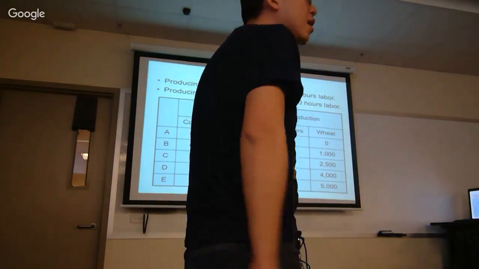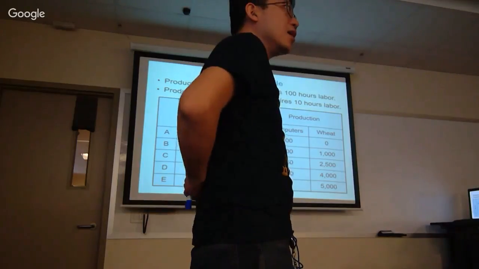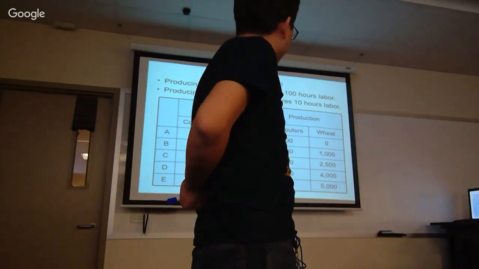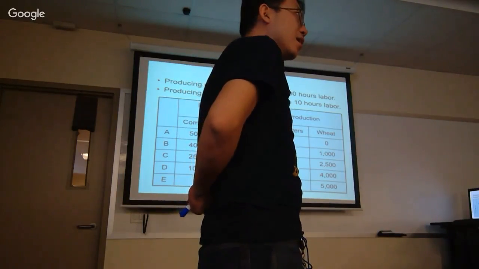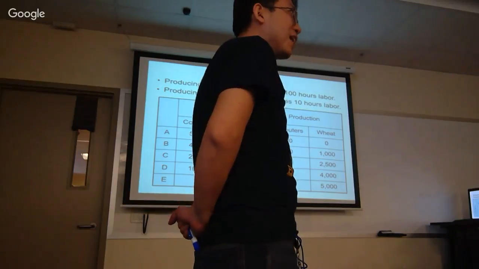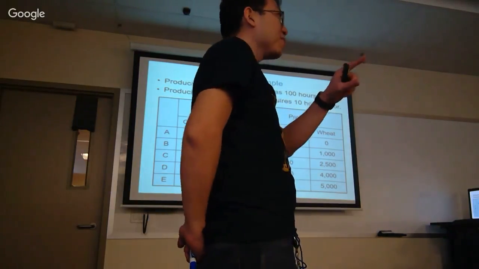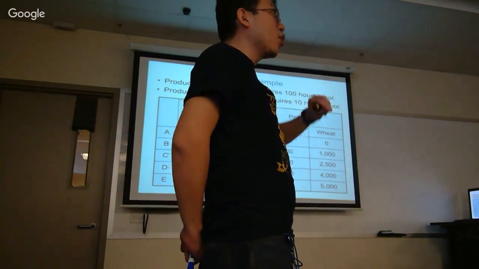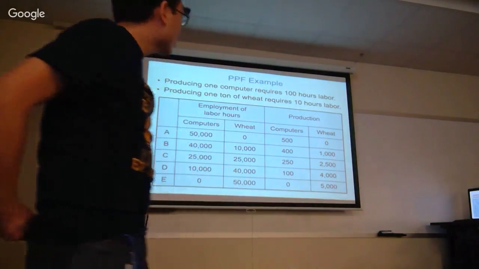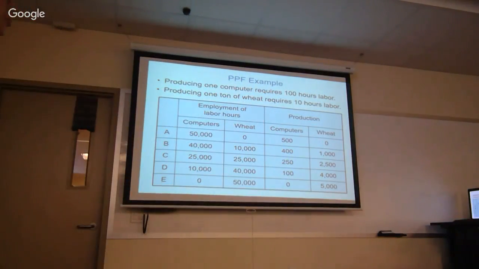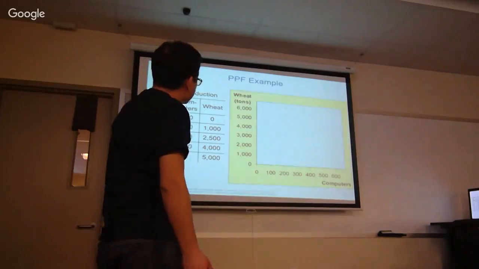If you went from point C to A, then the opportunity cost would be 2,500 counts a week. Yes, whatever you give up, that's the opportunity cost. It also shows you what is possible and what is not possible.